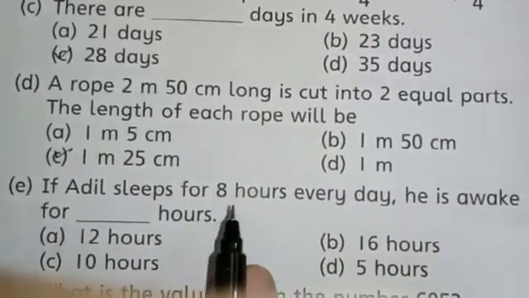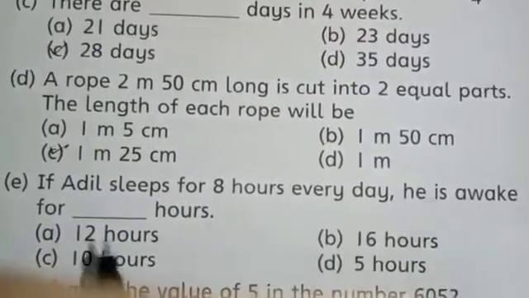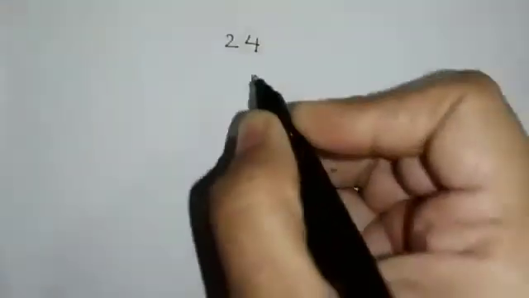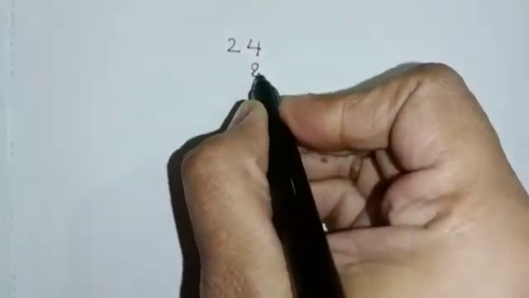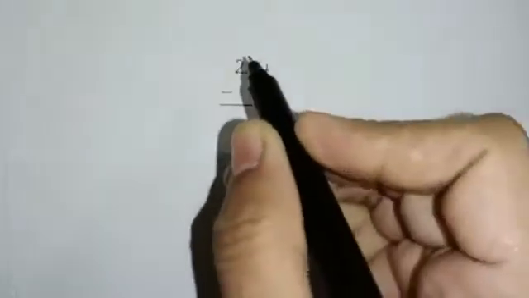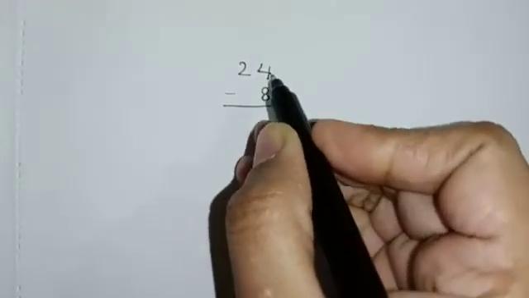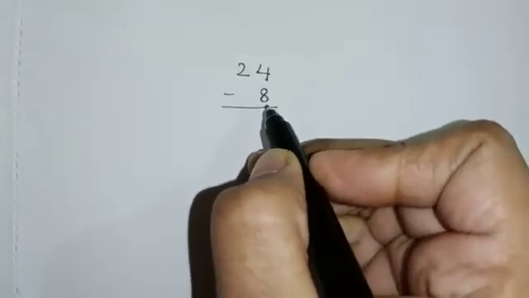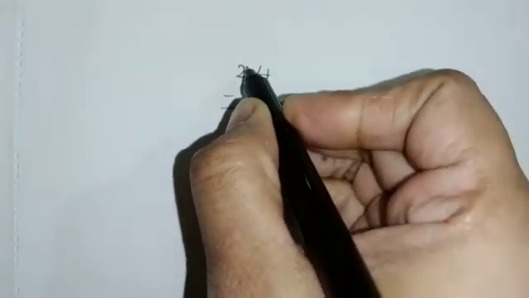If Adil sleeps for 8 hours every day, he is awake for dash hours. Students, do you know how many hours are in a day? Yes, it's 24. And if Adil sleeps 8 hours daily, we subtract 8 from 24. Can we subtract 8 from 4? No, because 4 is a smaller number and 8 is a bigger number. So what will we do? We borrow from this one.